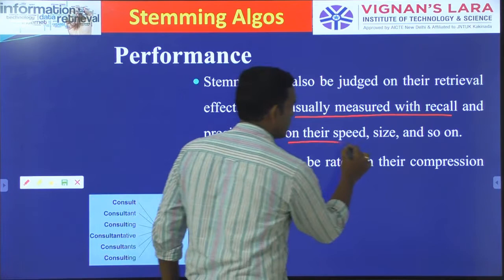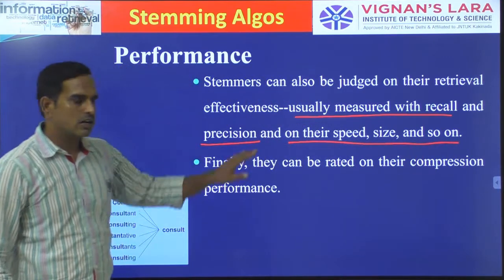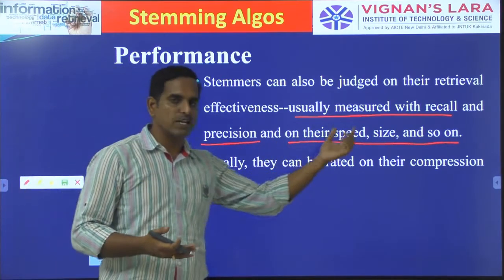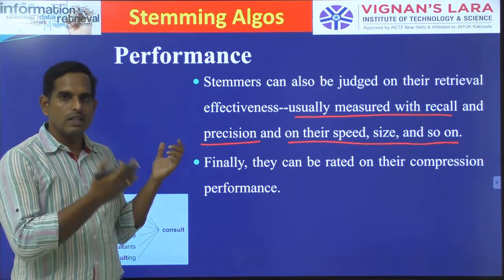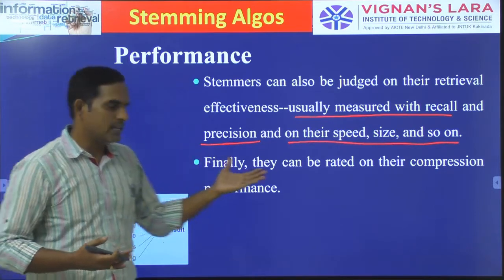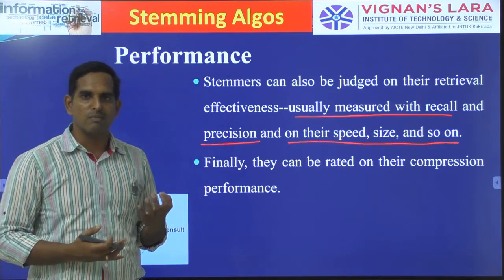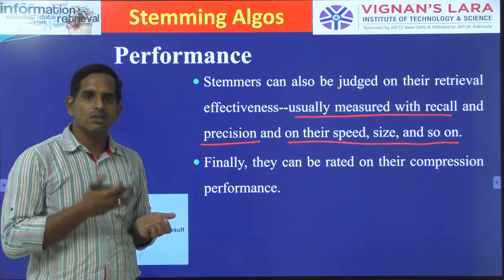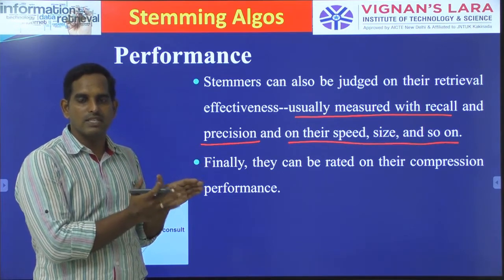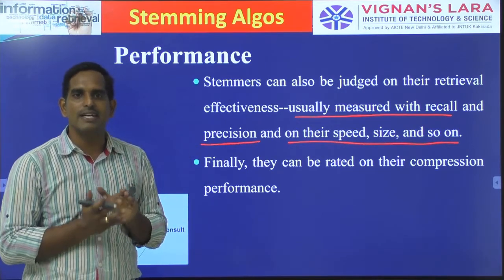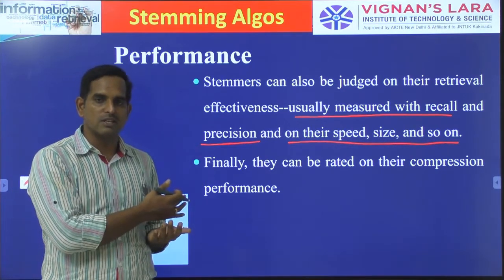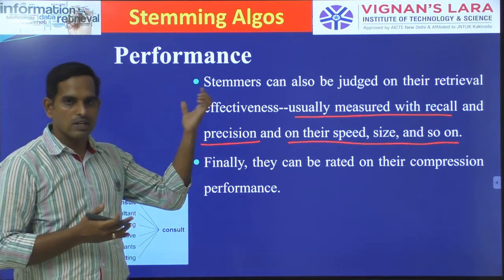Apart from that, based upon their speed and size, you can also check your stemming algorithm. What is the size of your index? What will be the speed of your information retrieval? Finally, stemmers can also be rated on their compression performance. If I perform this particular stemming algorithm, how much is my original index compressed? Whether it is giving 50% compression or 60% compression.